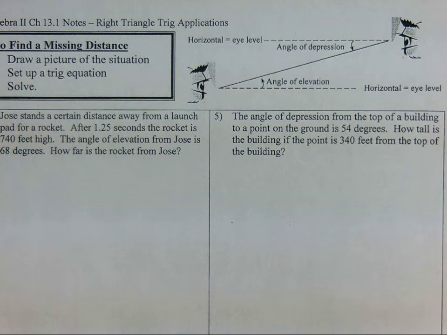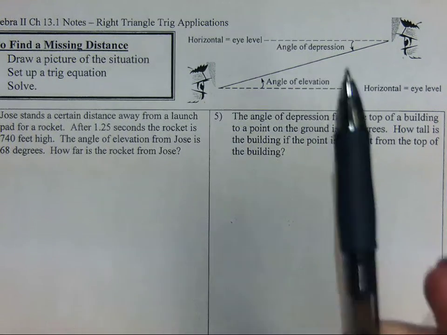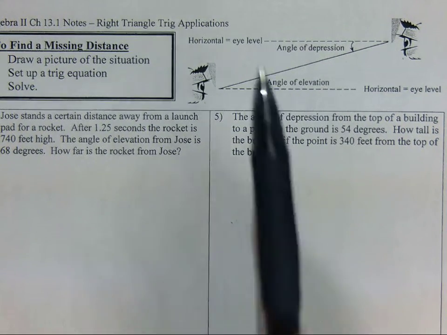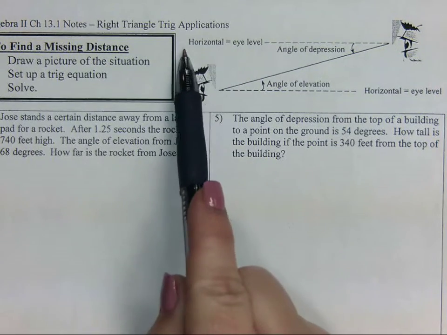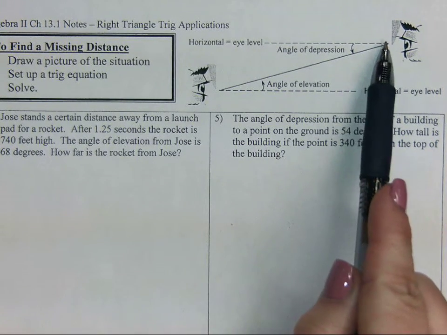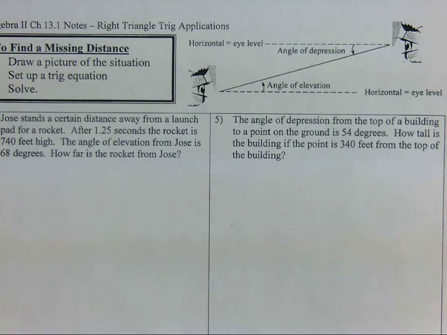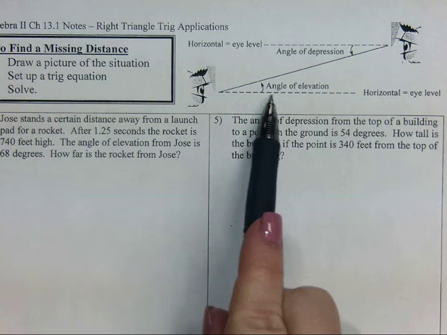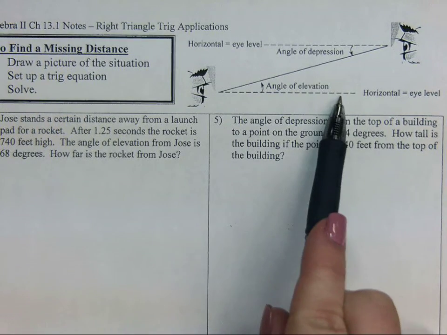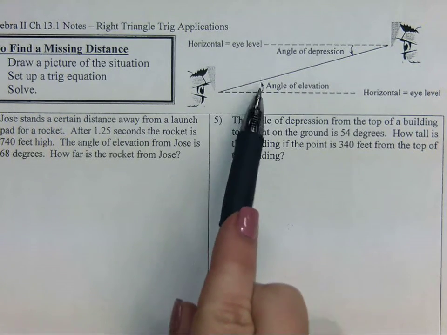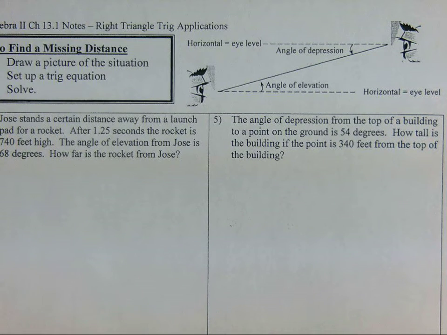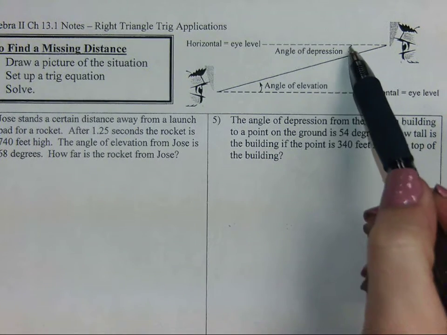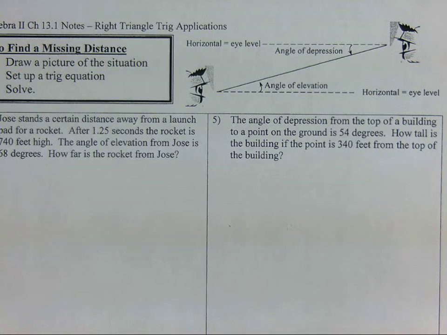Not just labeling, but also some definitions. For example, an elevation or depression. So here we have a horizontal eye level, and if you have to look downward to an object, that is going to be an angle of depression. Similarly, when you have a horizontal line, if you have to look up to look at another object, that's the angle of elevation. So for example, if you're standing at the top of a building and you're looking down at someone, that's an angle of depression that you are creating with your eye line.